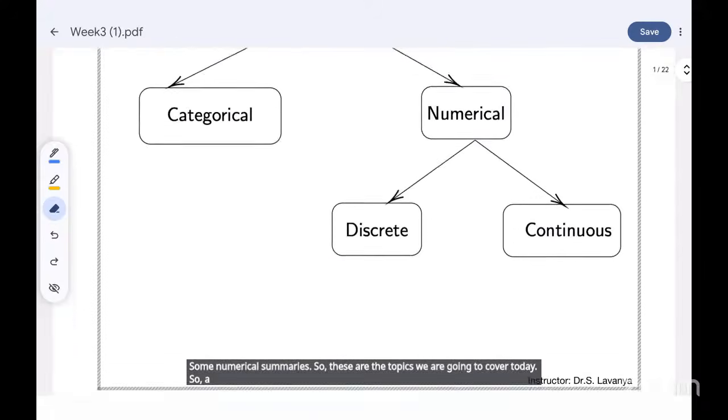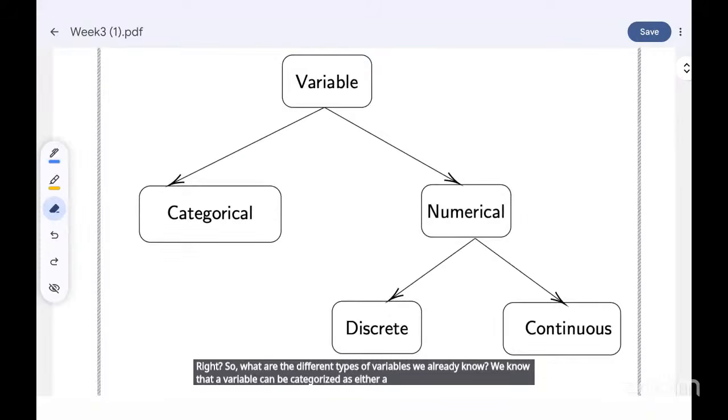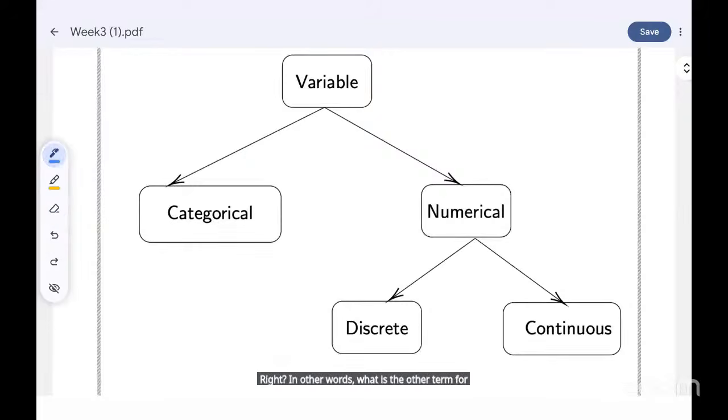So a quick recall on the types of variable, right? What are the different types of variable we already know? We know that a variable can be categorized as either a numerical variable or a categorical variable, right? In other words, what is the other term for categorical variable? Qualitative. And for numerical? Quantitative. And then again, the numerical value can be further classified as discrete or continuous, right?